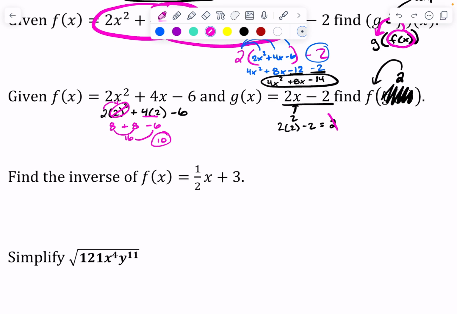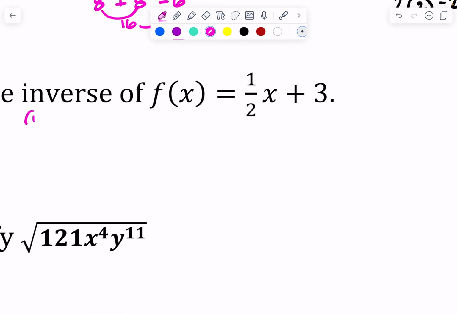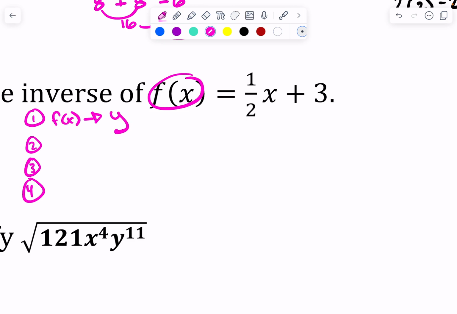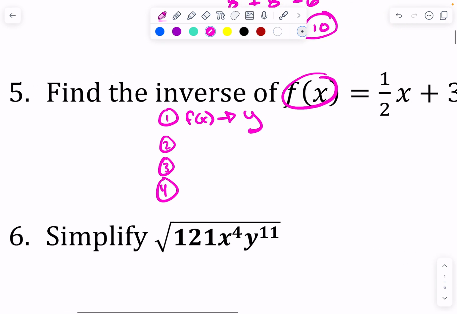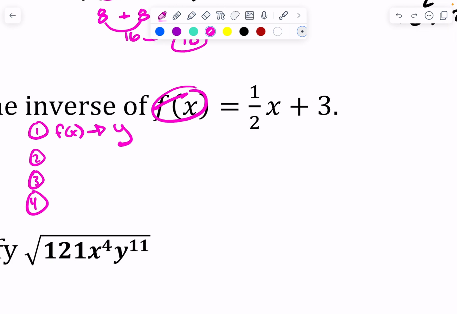Next thing, find the inverse. There are 4 steps to finding the inverse: 1, 2, 3, 4. Step number 1, f of x gets switched to become y. By the way, an inverse is a function that undoes what the other function does. So I'm trying to find the function that undoes this, like what function would undo 1/2 x plus 3. So f of x becomes y, so here is now y. And then the y and the x are going to switch places with one another.